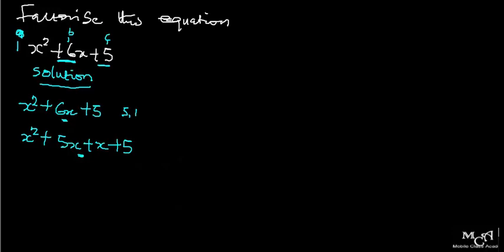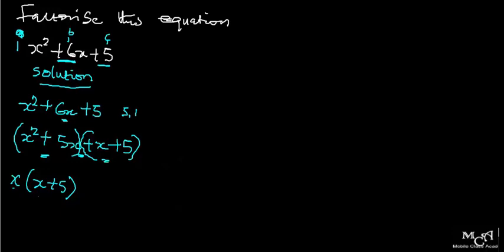So what do we do? We group this equation into 2. We do it this way. We've grouped this equation into 2 brackets. Now we ask ourselves this question: what is the common factor in this first bracket? The common factor is what? x. So if we take out x, what do we have left in this bracket? We have x plus 5. x times x is going to give us x squared. x times 5 will give us 5x.